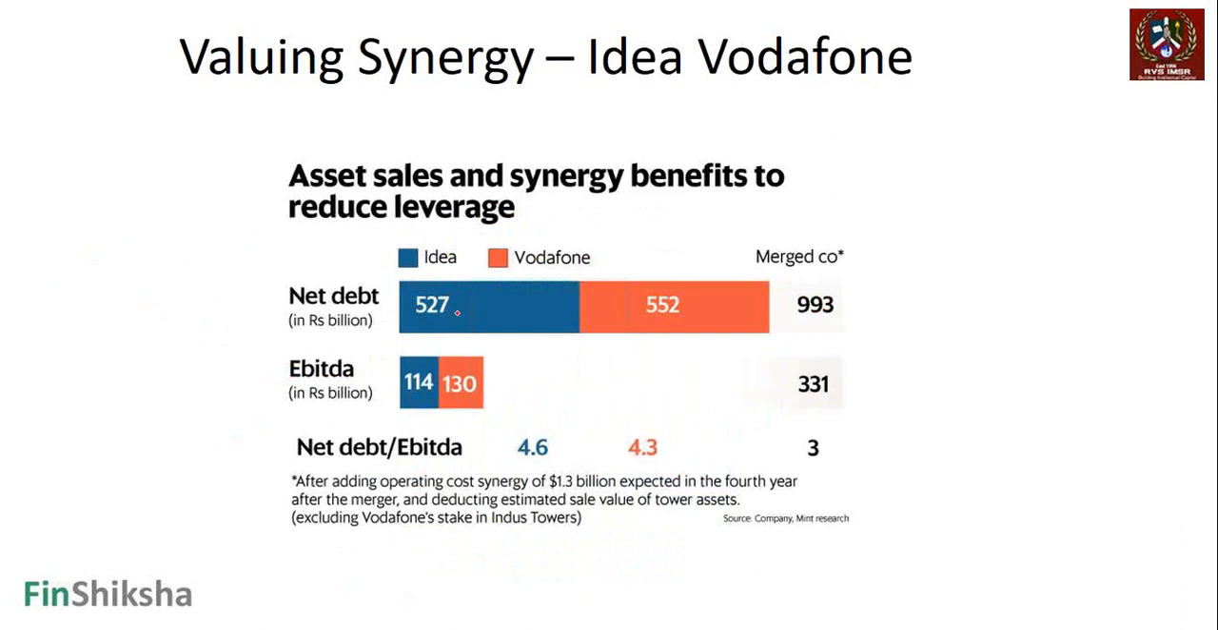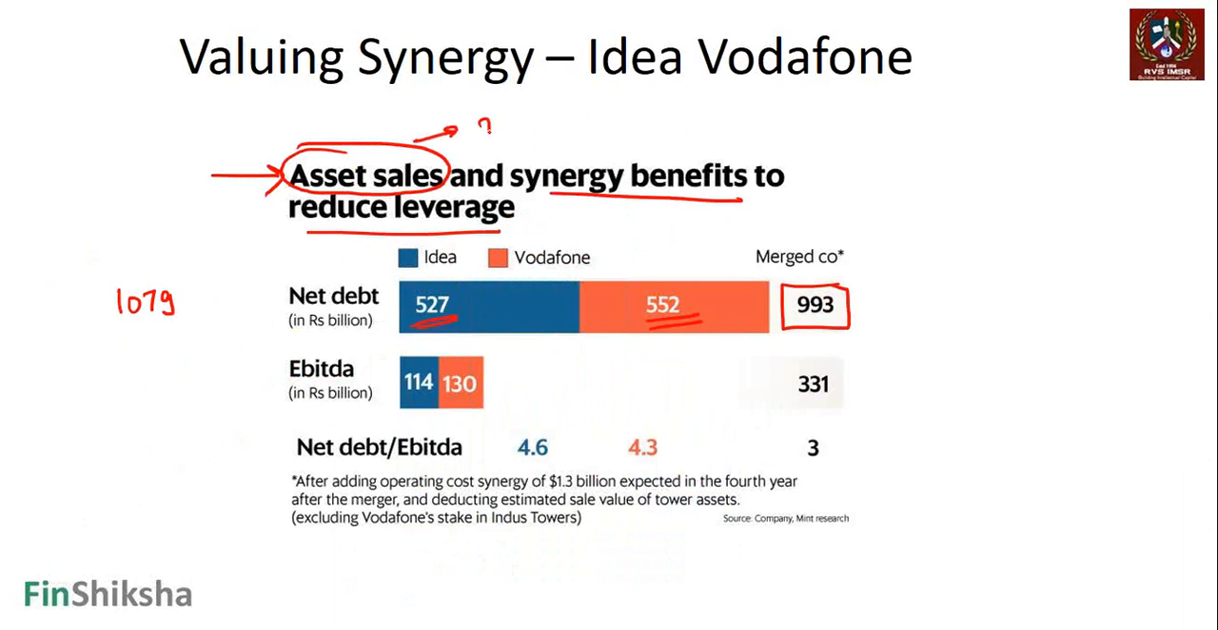Look at what happens to net debt. Now, asset sales and synergy benefits will reduce leverage. Their current net debt is 527. Net debt here is 552. When you combine, this should add up to 1079. But because they are going to be able to sell some of the assets which are not needed, the merged entity will result in a lower debt because you will repay some debt by selling those assets. Asset sales will allow you to repay debt, right?